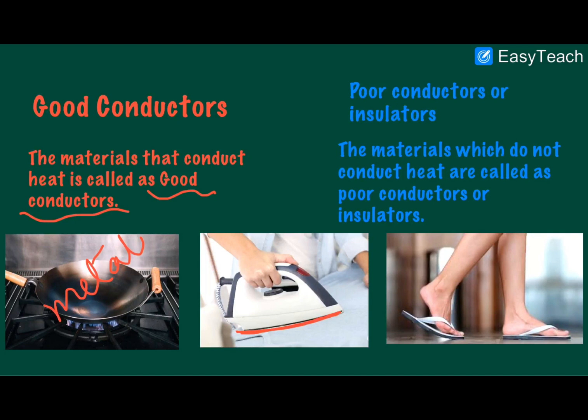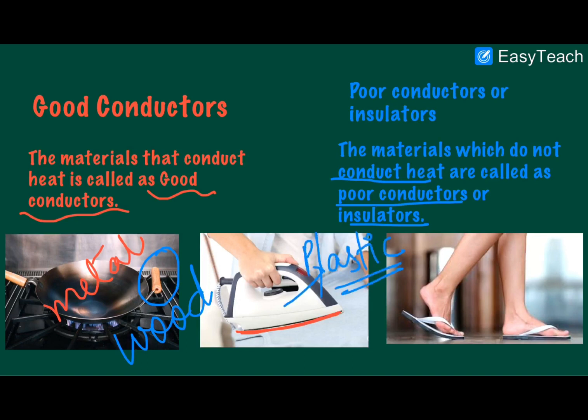But a few materials will not allow heat to pass through them, or they will not conduct heat. These materials are called poor conductors or insulators. They are very important. In this case, we can see that the handle of the vessel is made of wood, which is a very good insulator, while the plastic used to hold the iron is also acting as an insulator. Rubber slippers also do not allow heat to pass through them.